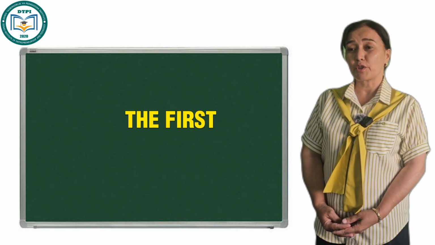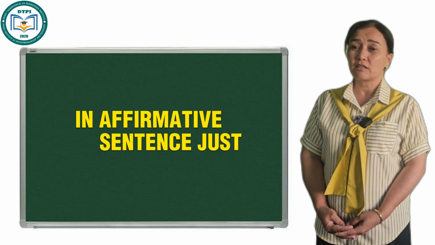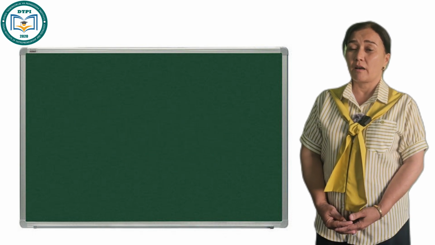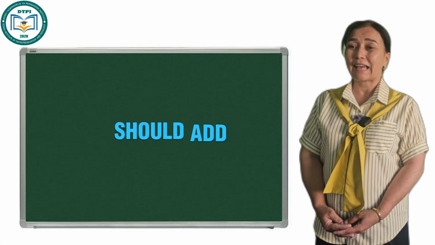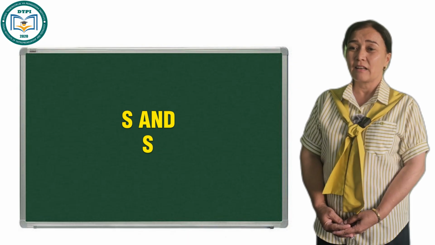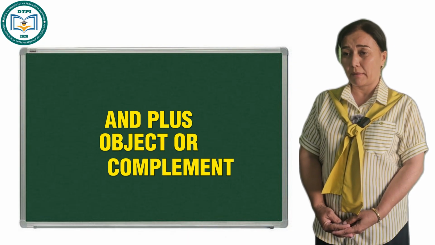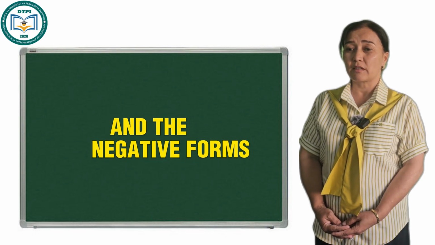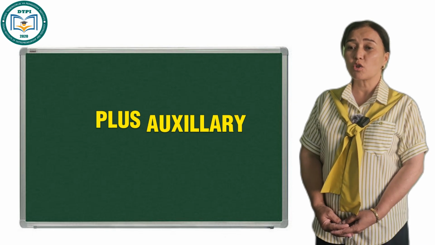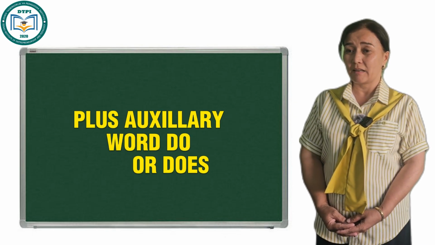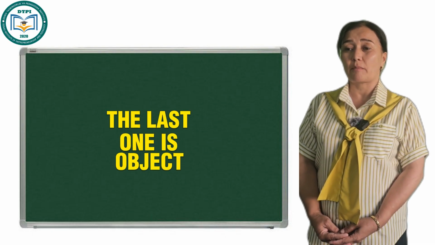First of all, let's talk about the affirmative sentence. In an affirmative sentence, first comes the subject plus verb, and we should add es or s in the third person singular, plus object or complement. And the negative form: first comes the subject plus auxiliary verb do or does plus not plus verb, and of course the last one is the object.